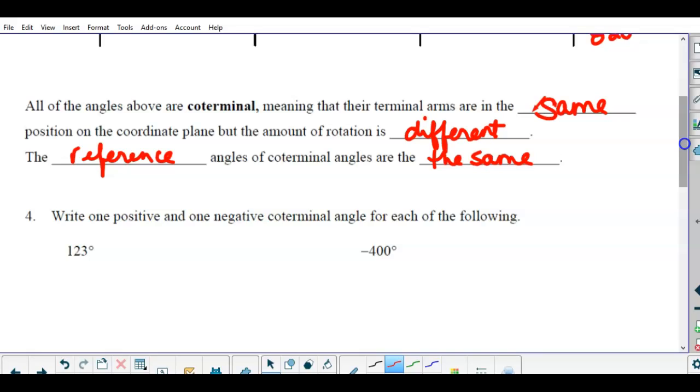So write one positive and one negative coterminal angle for each of these. All you have to do is either add 360 or a multiple of 360, or subtract 360 or a multiple. So on a test, we might ask you something like this. Sometimes students like to be cheeky and they'll say 300 times 360. They'll figure that out and add it on, which is kind of annoying for teachers because then we have to figure that out. It's nice if you just add 360 or subtract 360 or maybe 720. Nothing too crazy.